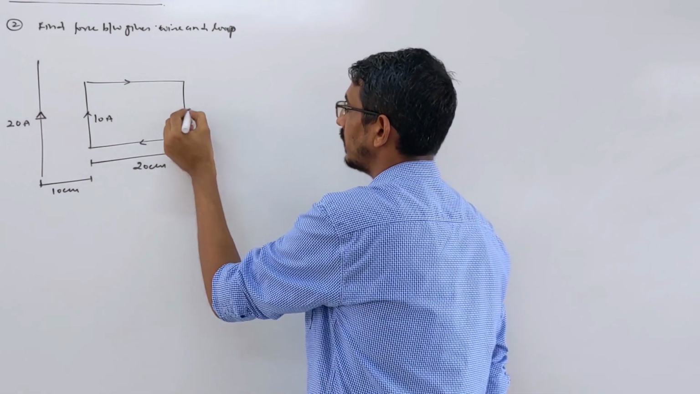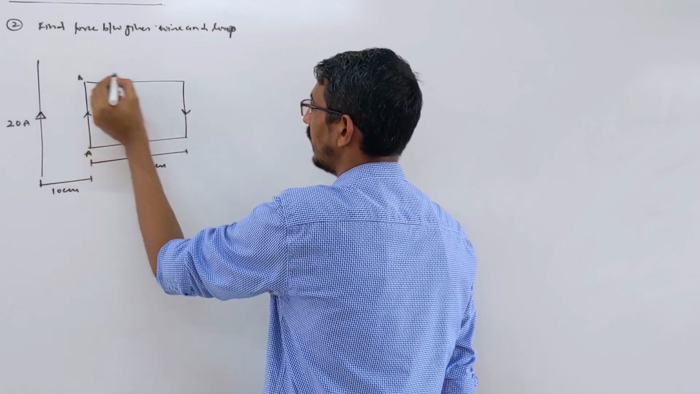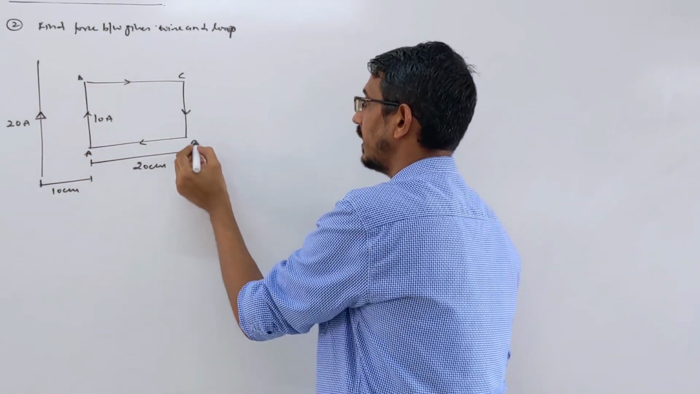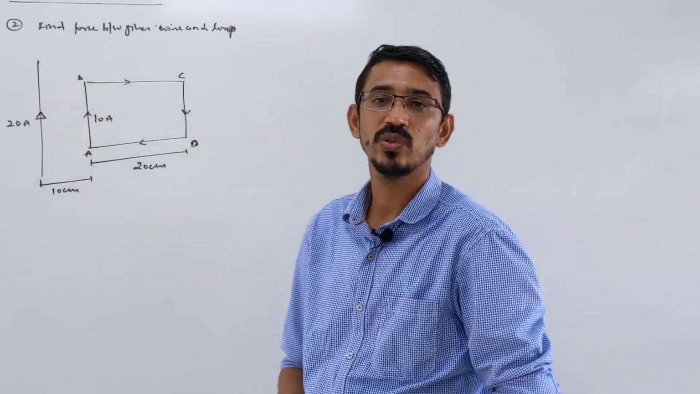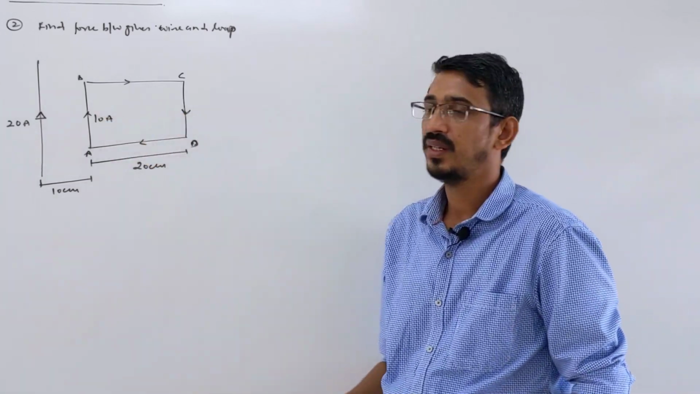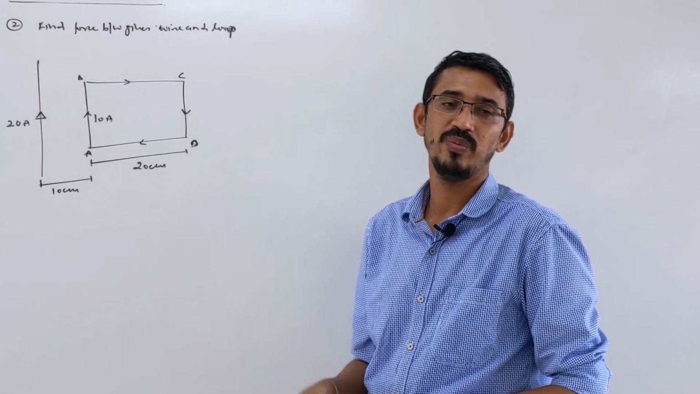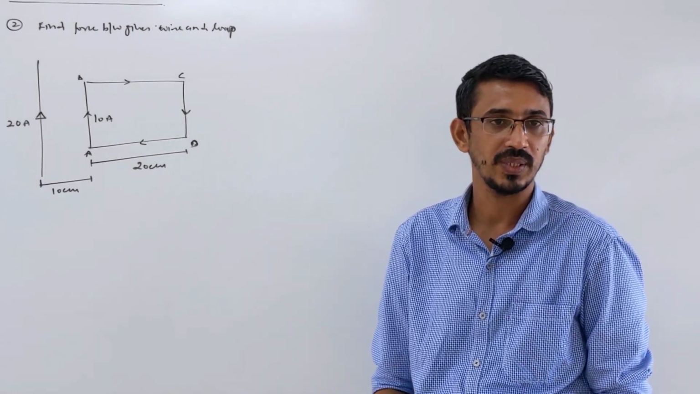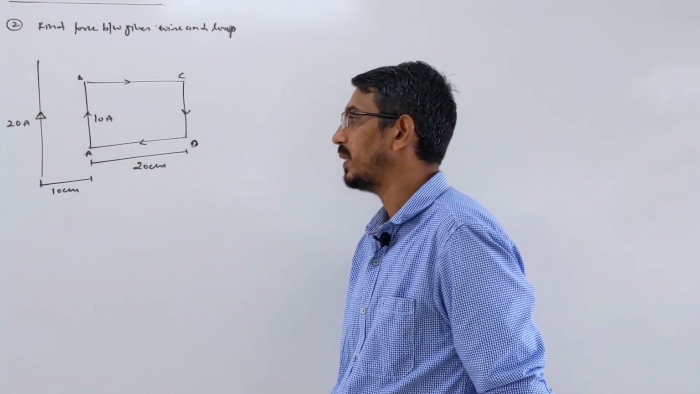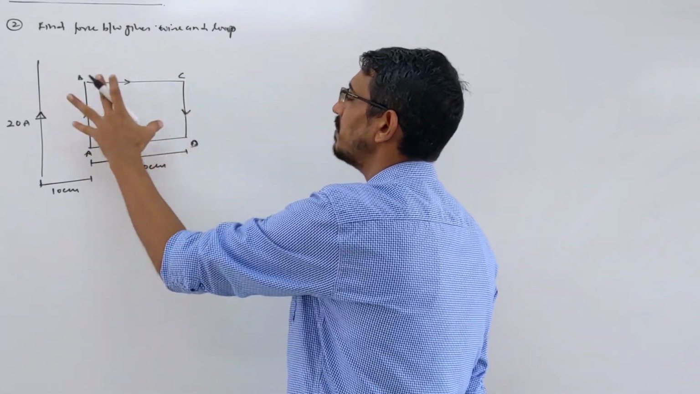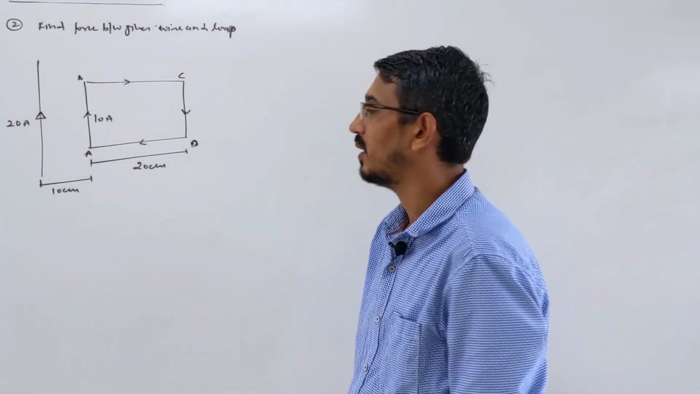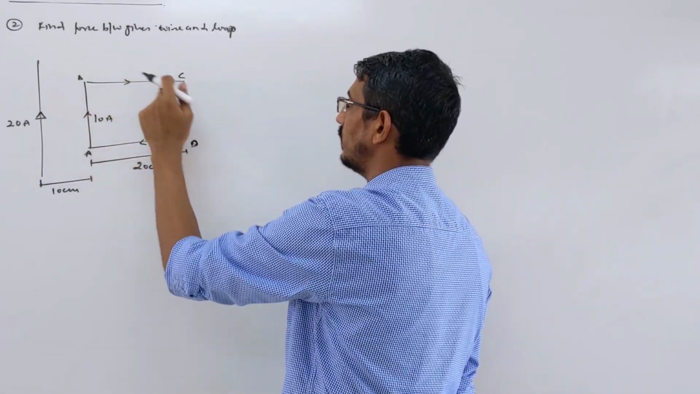So let's name the loop A, B, C, D. They ask what is the net force on this loop from that wire, in which direction this loop will move, and whether this force will be attractive or repulsive. So how to see? Look here, this loop is just simply 4 straight wires: 1, 2, 3 and 4.